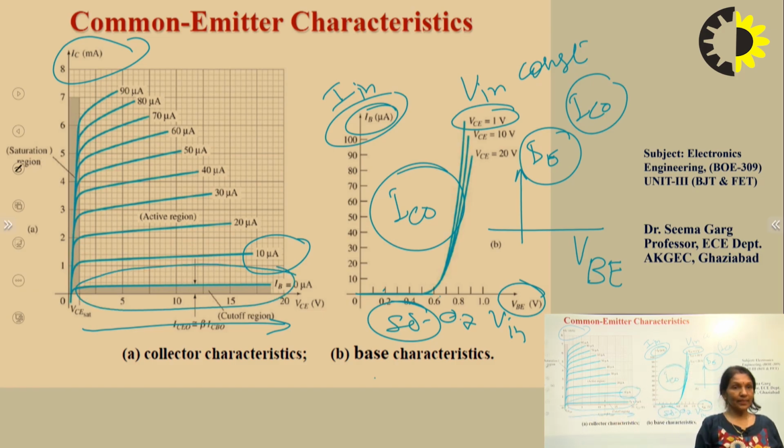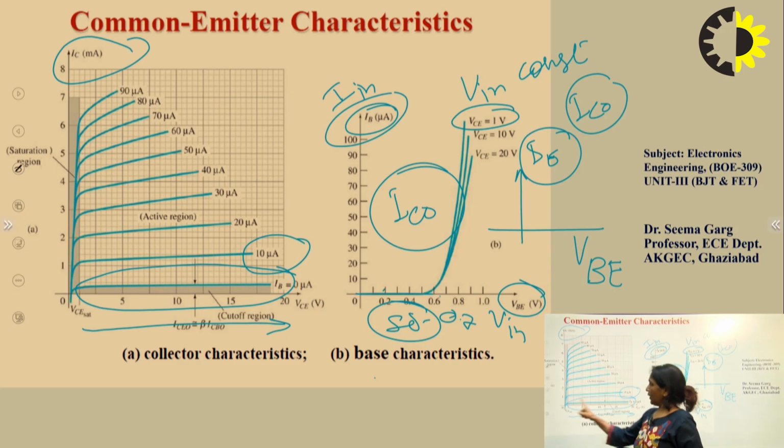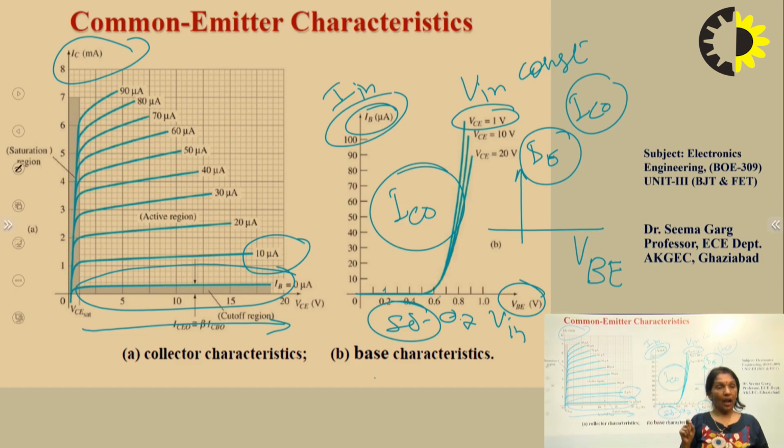So what is the reason? The reason is that this is a current controlled device. It means the output current is independent of the output voltage. The voltage is contributing only to the leakage current. So the output current basically depends on the input current. Whatever input current we set, accordingly our output current will change.